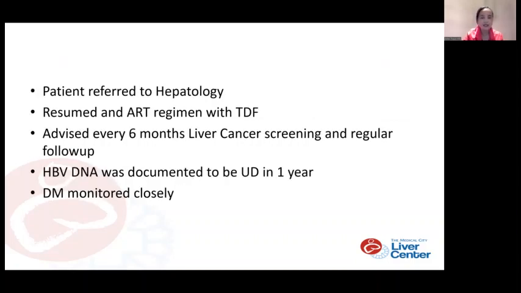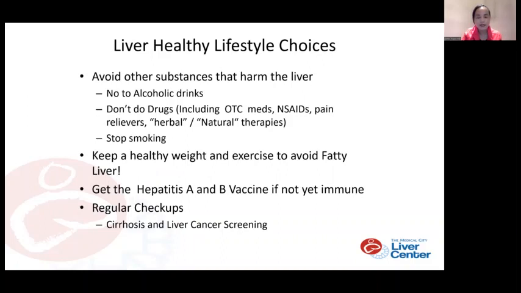So back to our patient, he was referred to a hepatologist. An ART regimen containing tenofovir was continued. He was advised every 6 months liver cancer screening, regular follow-up, and DNA was fortunately documented to be undetectable in 1 year. Diabetes was monitored closely, and the patient had compensated or asymptomatic liver disease but continued follow-up. So we advise this patient liver healthy lifestyle choices: to avoid alcohol, to avoid hepatotoxic drugs, and that includes even over-the-counter medications, pain relievers, herbal and natural therapies.